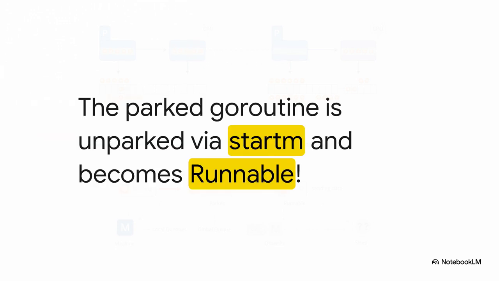And the moment that data is sent, boom, the parked Go routine is instantly unparked using a function called startM. It transitions right back to the runnable state and jumps back into the queue ready for action. That startM function ensures there's an active machine thread awake to process this newly runnable Go routine, meaning our code picks up exactly where it left off without missing a single beat.